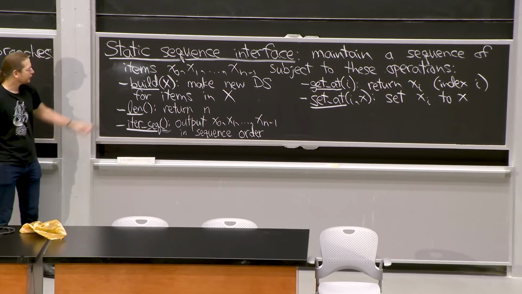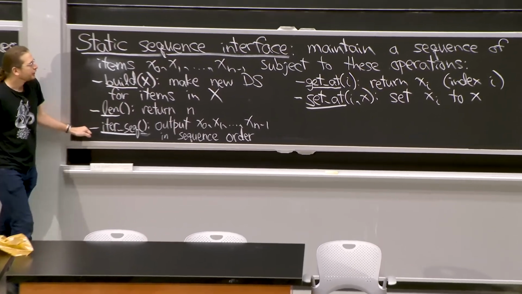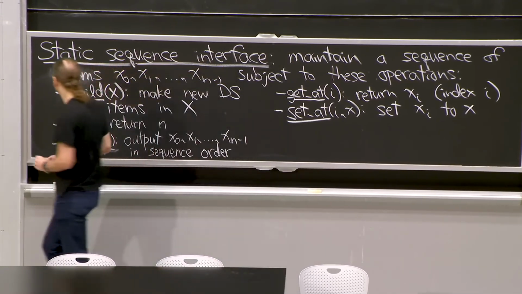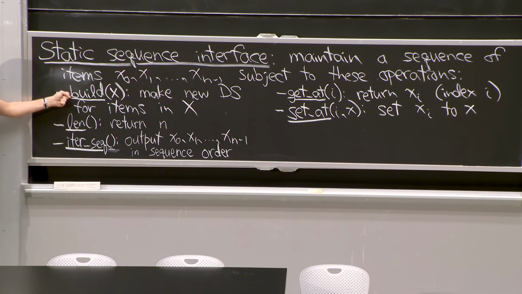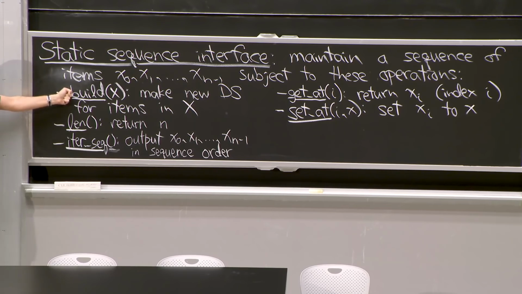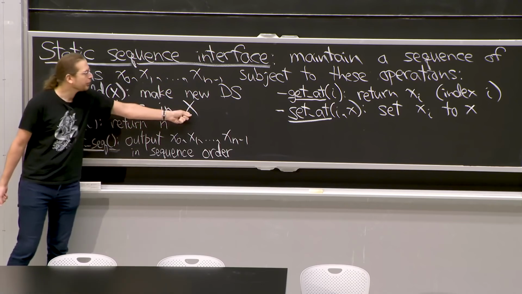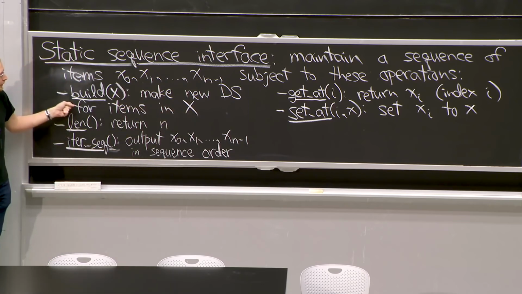And the operations I want to support are build, length, iteration, get, and set. So what do these do? Build is how you get started. To build a data structure in this interface, you call build of x. Exactly how you specify x isn't too important, but the idea is I give you some items in some order. In Python, this would be an iterable. I'm going to want to also know its length.